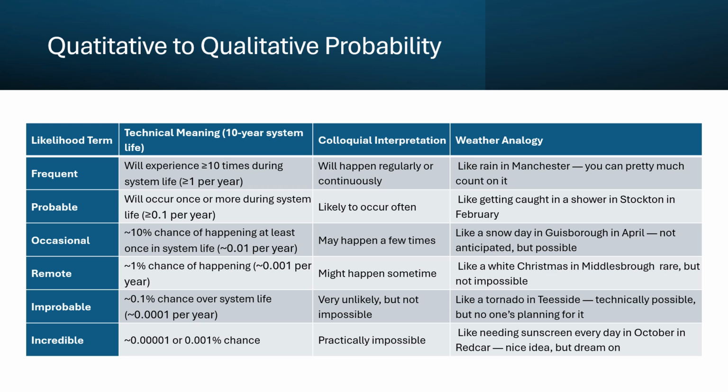In our little diagram here, we have 1, 2, 3, 4, 5, 6 classifications. Each has a likelihood term. You can read for yourself the technical meaning, the colloquial interpretation, and my attempt at being witty by addressing weather.